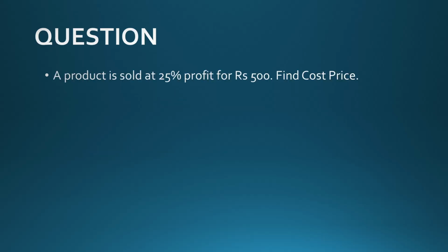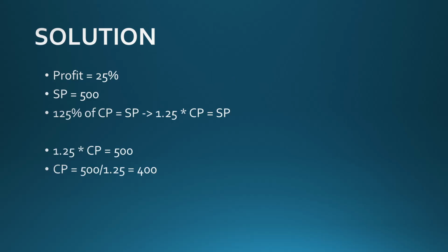Now let's look at an exam level question. A product is sold at 25% profit for rupees 500. Find cost price. So here profit is 25% and selling price is 500. We have to find cost price. So I just told you that selling price will be how much? Cost price into 125%, which in other words is 1.25 multiplied by cost price equal to selling price. Here selling price is 500. So we put it in the formula. So we get cost price equal to 500 divided by 1.25, which is equal to 400. So cost price is 400.